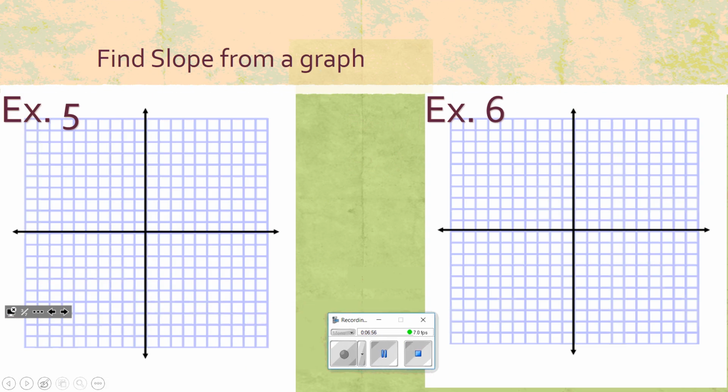All right, so we're going to look at slope from a graph. I'm going to do the best I can drawing on this. You'll just have to bear with me.